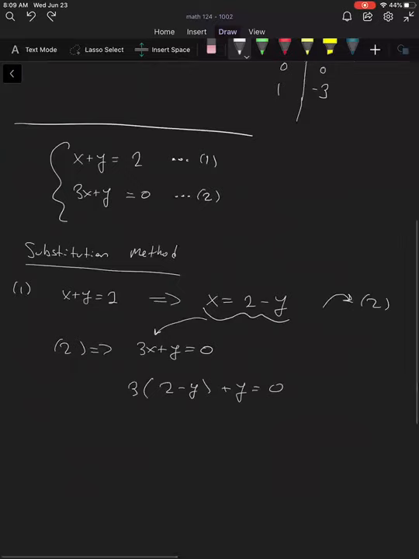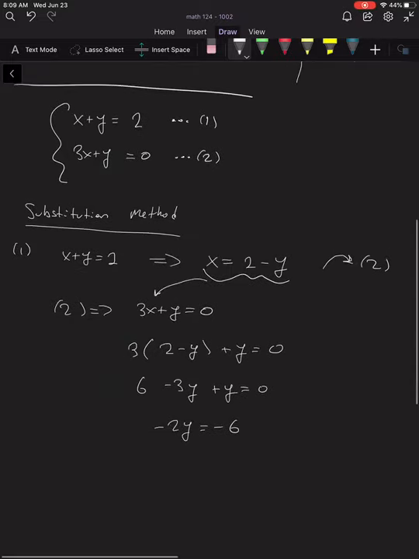All right, so then we get 6 minus 3y plus y is equal to 0. Then we get minus 2y, so we can subtract the 6 over. Then we get y is equal to 3. All right, so we found what y is.